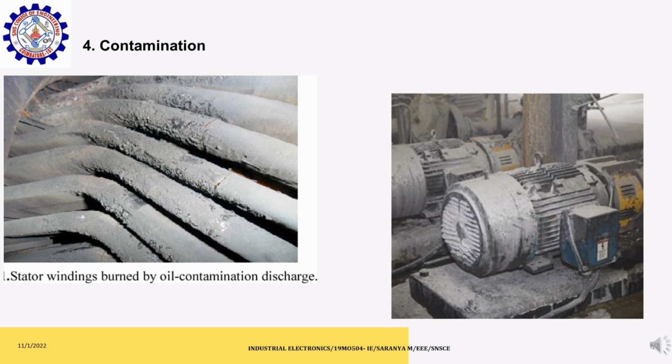Next, coming to contamination in the motor. This contamination is primarily due to the dirt and debris which is accumulated in the machine. And the next is vibration, which is primarily caused due to the operation of the machine. In these cases, the vibrations could be minimized with proper seating arrangements of the machine.